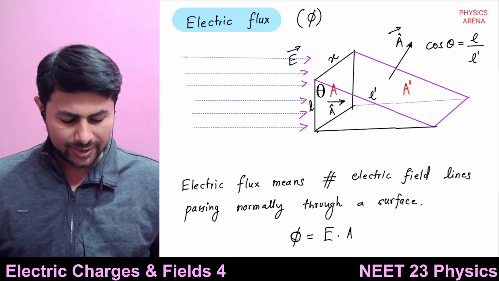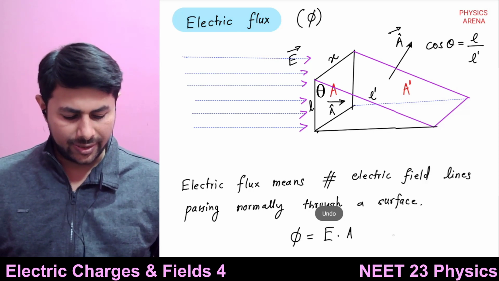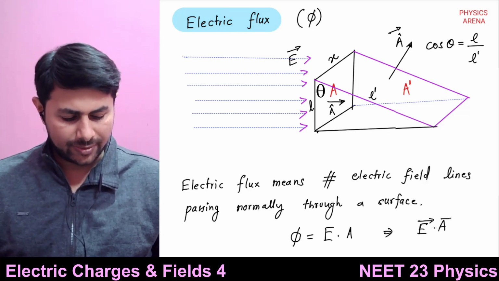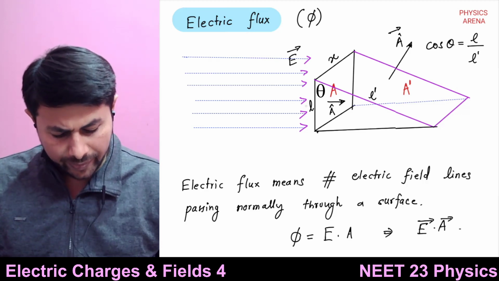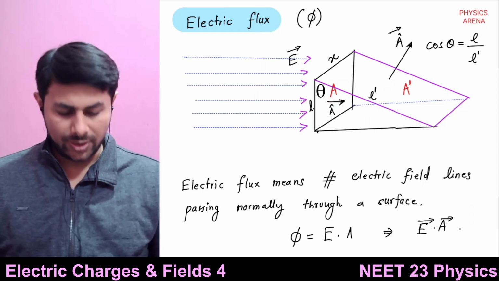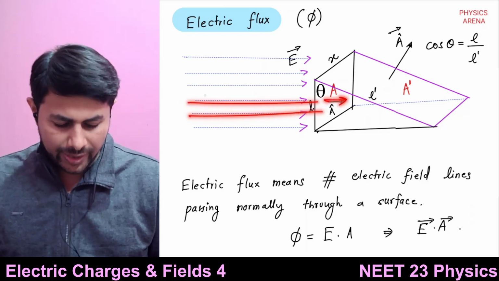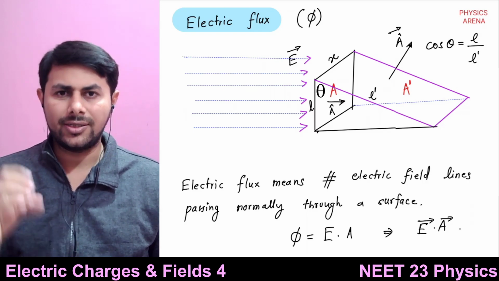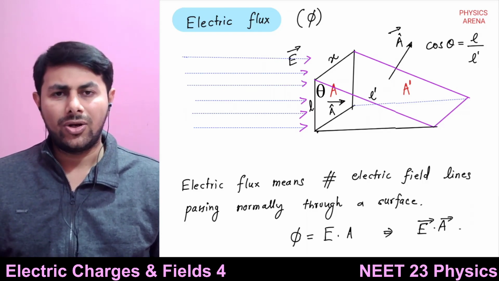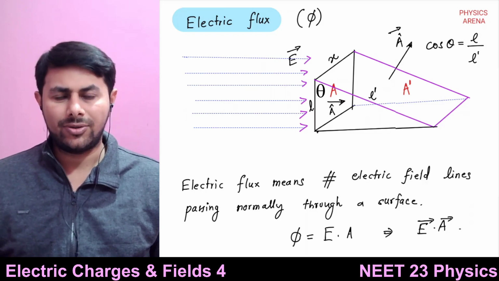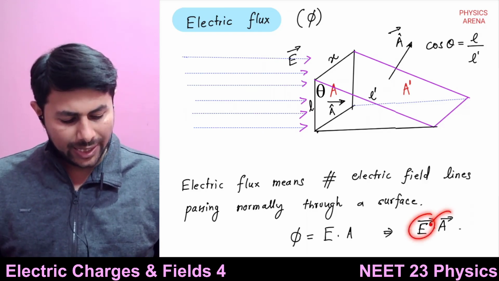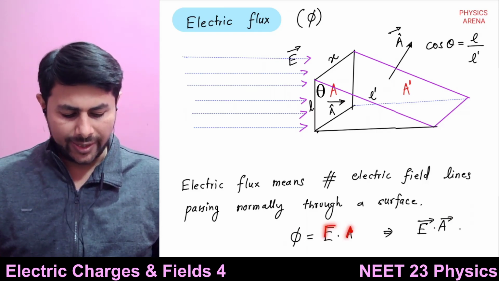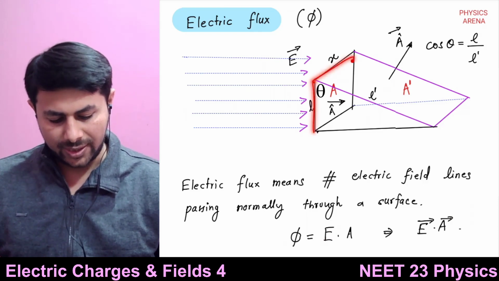So now I can write flux through area A as the dot product of E bar dot A bar. How? See, area is directed along this direction. The electric field is also directed in the same direction. So what will be the dot product? It is E multiplied by A multiplied by cos of the angle between the two, and the angle is 0, cos 0 is 1. So E bar dot A bar will give us phi equals E into A for this area.